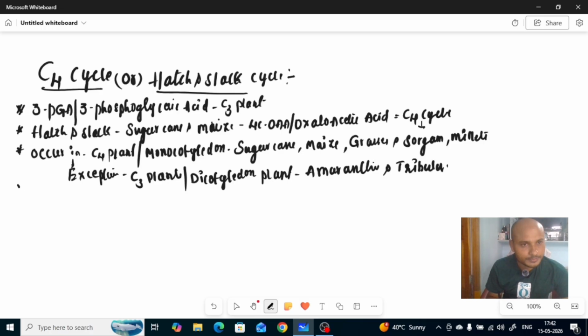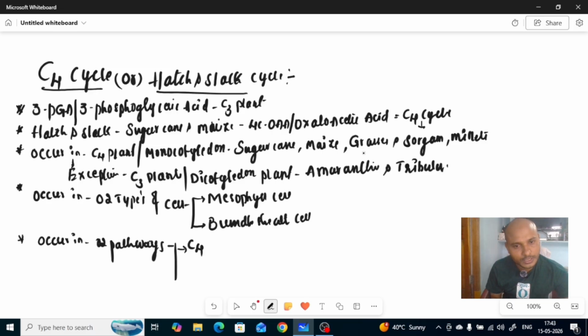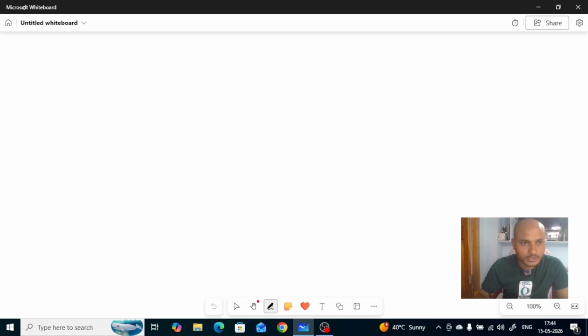tribulus. Here this C4 cycle occurs in two types of cells: in mesophyll cells and also in bundle sheath cells. And the C4 cycle occurs in two pathways. They are the C4 pathway, which occurs in mesophyll cells, and one more pathway it also follows, that is the C3 pathway. So the C3 pathway occurs in bundle sheath cells. Here note that the C3 pathway is a part of the C4 cycle. And now coming to it, the C4 cycle occurs in 4 steps.